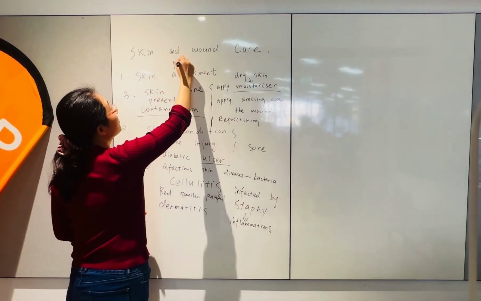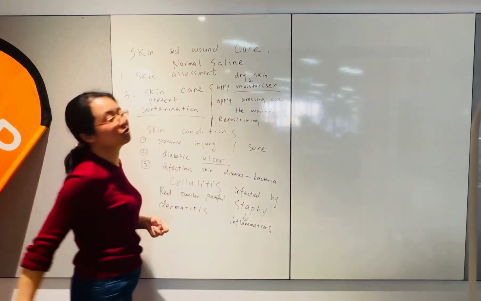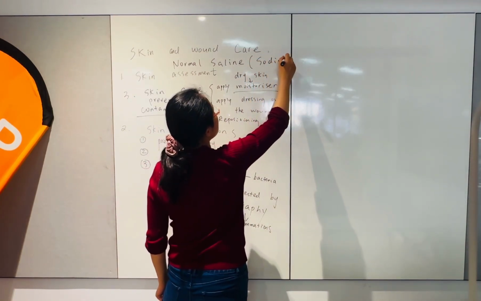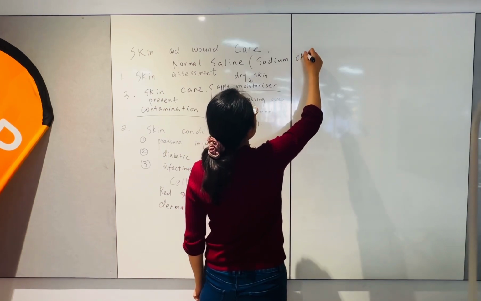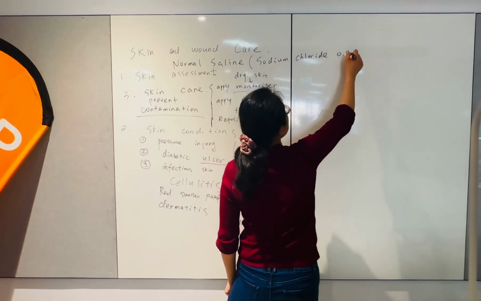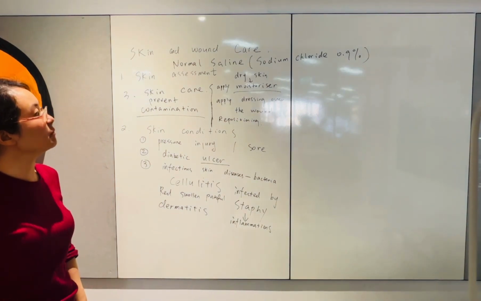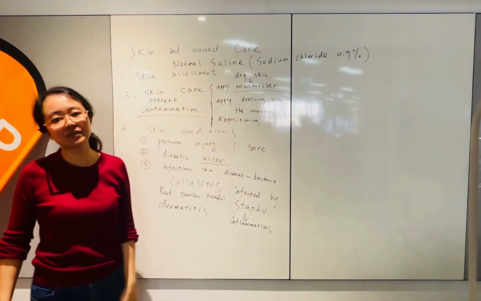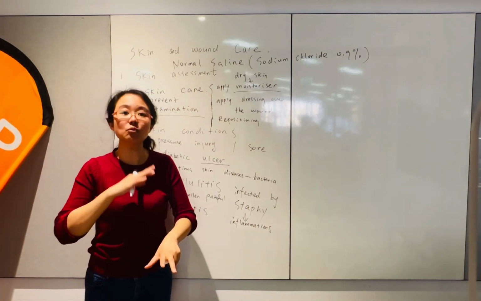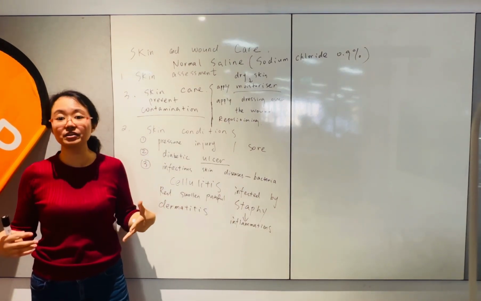This solution is called normal saline. Remember this one. Normal saline is also called sodium chloride, sodium chloride 0.9 percent. This is the most common cleaning solution that we use to clean all kinds of wounds for the patient, to prevent the growth of germs.